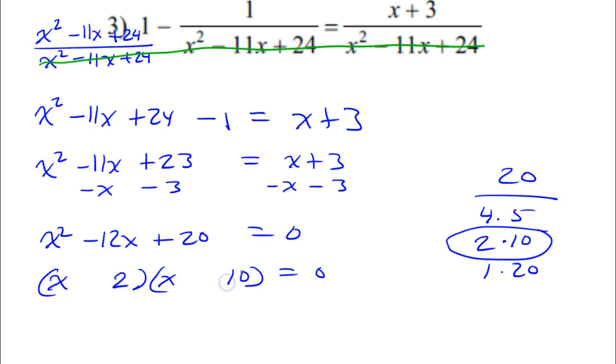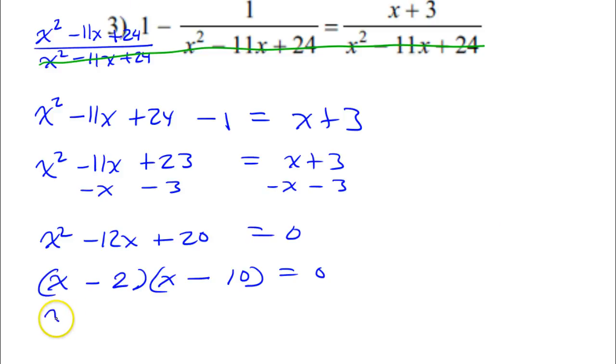So 2 times 10. Now, inner plus outer must equal middle. Inner, I have 2x. Outer, I have 10x. I'm trying to get negative 12. So both of these would have to be negative to make negative 12. A negative times negative is a positive for the positive 20. So this is working.